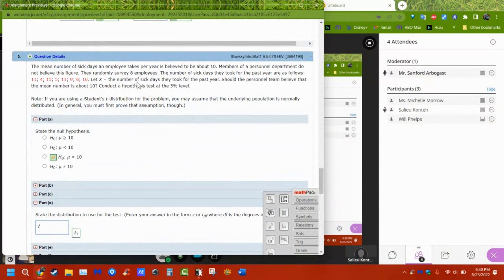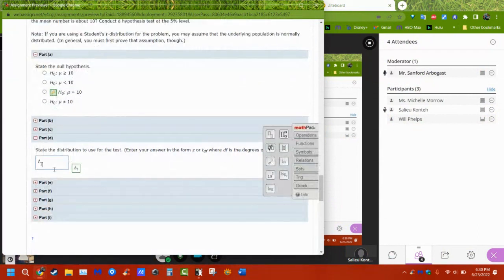Because there are 8 people, it's one less than that. So make sure you do the subset and then 7. Do not do this.